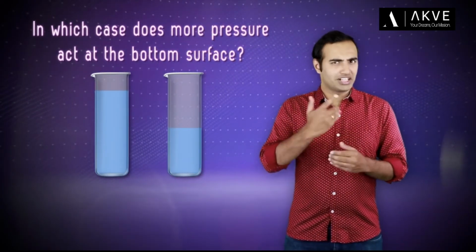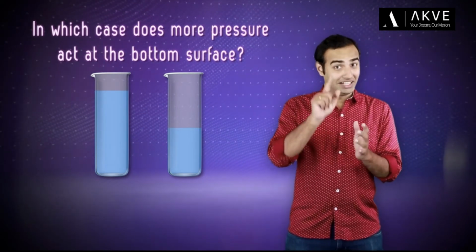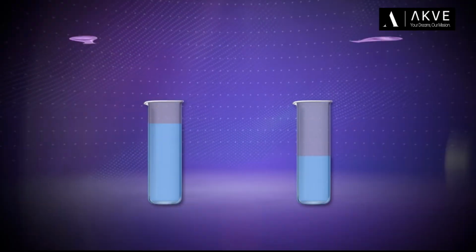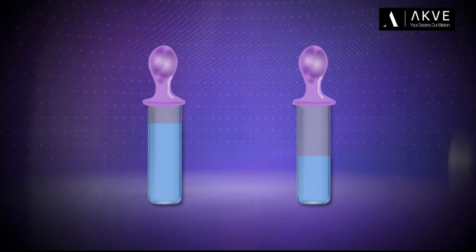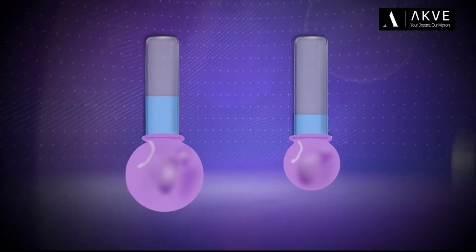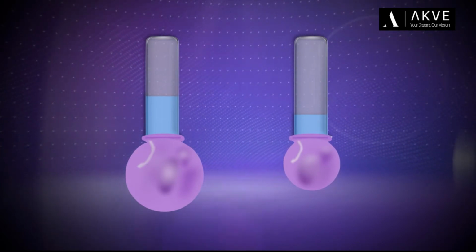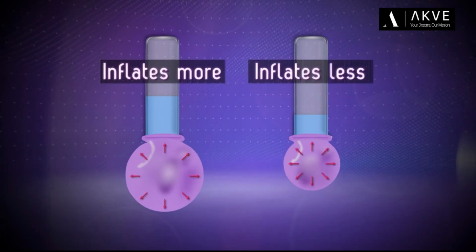So, could you come up with an answer? I'm sure you did. Let's verify it by doing another activity. So, first of all, let's fix two balloons on the mouths of each tumbler. Now let's turn the tumblers upside down. What do you see? Clearly, the balloon tied to the first tumbler with a higher liquid column inflates more than the second tumbler with a lower liquid column.